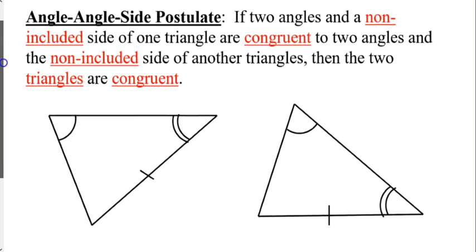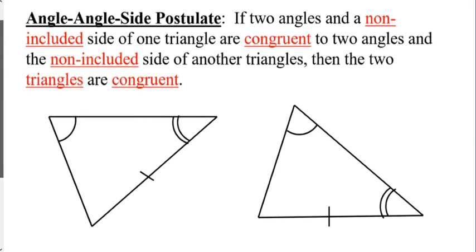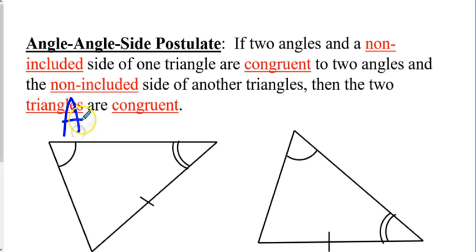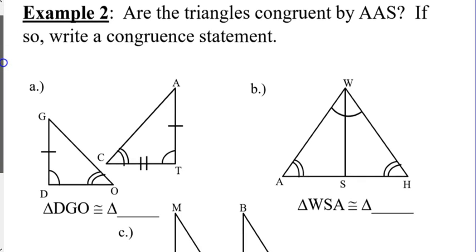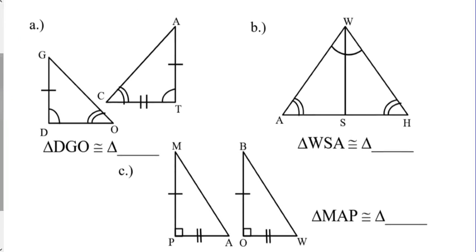Okay, angle, angle, side. If two angles and a non-included side of one triangle are congruent with two angles and a non-included side of the other, they're congruent. So here we have, well, it's going to be a big A. AAS. That's an okay rule. So let's practice it. Does AAS work here?